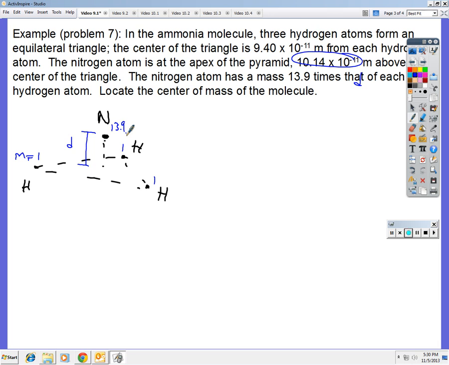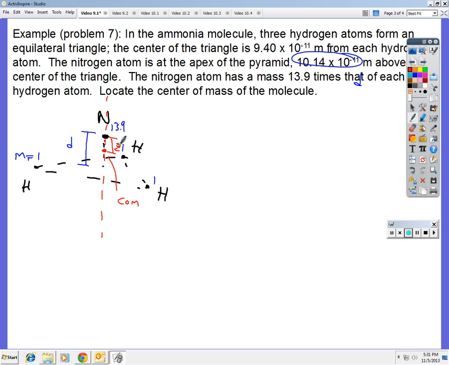And what we need to do is find the center of mass of the molecule. Now, using symmetry, it's pretty easy to tell that the center of mass of this molecule will be somewhere along its central axis. And it will be somewhere below the nitrogen atom. So really, we only need to find the z coordinate of the center of mass. And so that z is what we're going to be looking for.